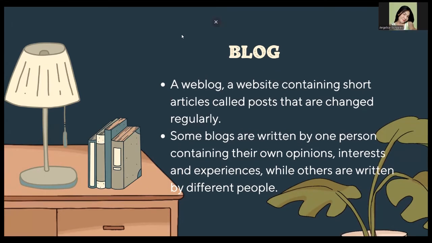Blog. A web blog is a website containing short articles called posts that are changed regularly. Some blogs are written by one person containing their own opinions, interests, and experiences, while others are written by different people. So usually when we say blog or web blog, it is expressed through social media, right? Like on Facebook, where people write or express their opinions about things, their interests and experiences.